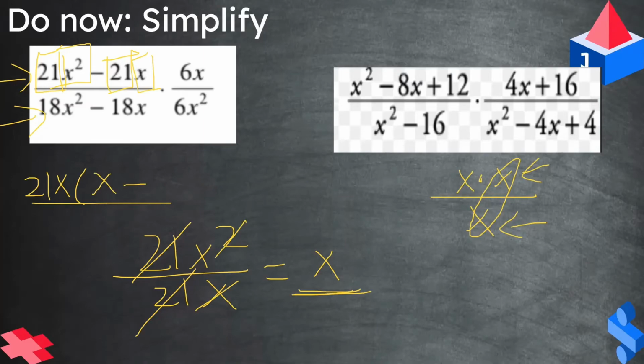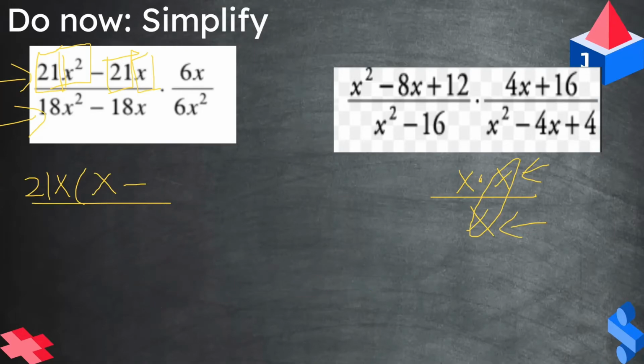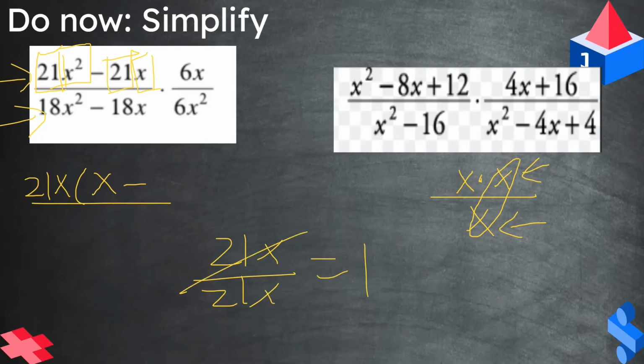Alrighty, let's go to the second one. Well, I know my GCF is 21x, and if I divide 21x by 21x, I get 1. Cancel, cancel. The same thing at the top, same thing at the bottom, they cancel out. I'm just left with 1.